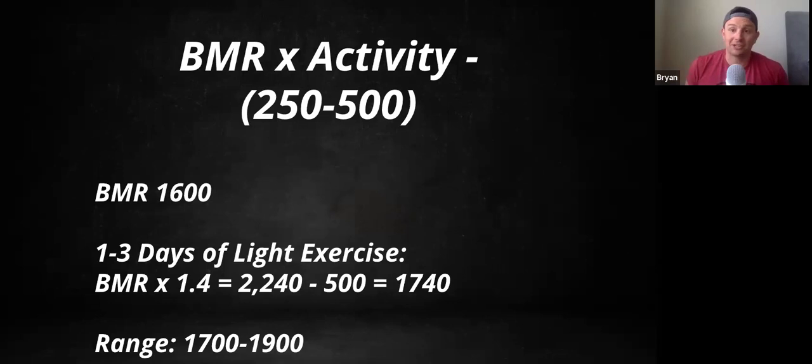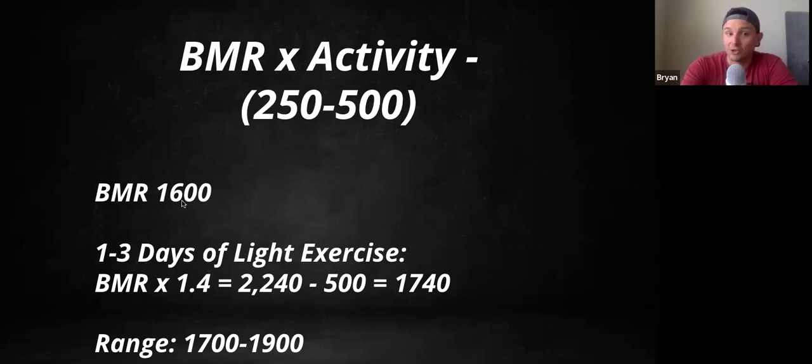So if you're actually interested in keeping your results, exercise is one of those things that's pretty much a necessity. Now, it doesn't have to be anything crazy. This is just 1 to 3 days of light exercise. That could be 1 to 3 days of taking an intentional 30-minute walk or getting a workout once or twice a week. That would result in multiplying our BMR by 1.4 instead of the 1.2.